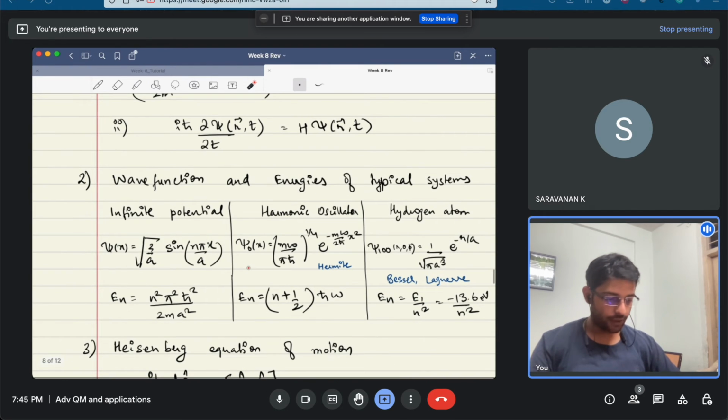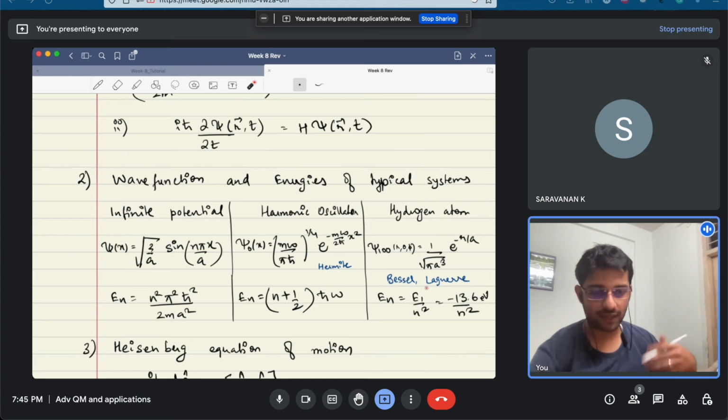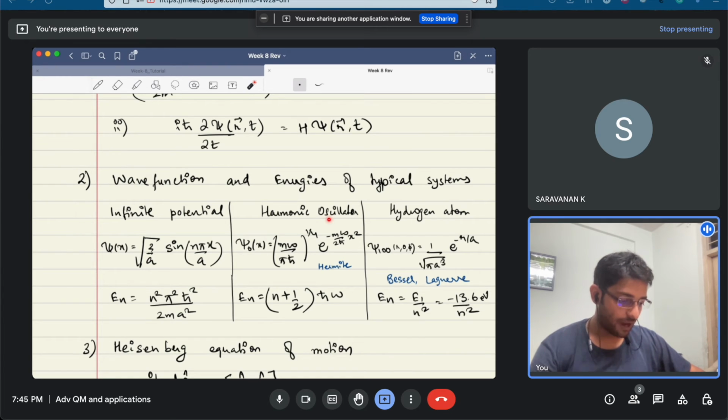Then we had calculated a lot of wave functions and energies for mostly these three typical systems: the infinite potential or step potential wells, the harmonic oscillator and the hydrogen atom. These were the wave functions that we had obtained for the infinite potential, with these energy eigenvalues. Similarly, I have only written the ground state for the harmonic oscillator and the hydrogen atom. The other higher excited states you don't really have to memorize.